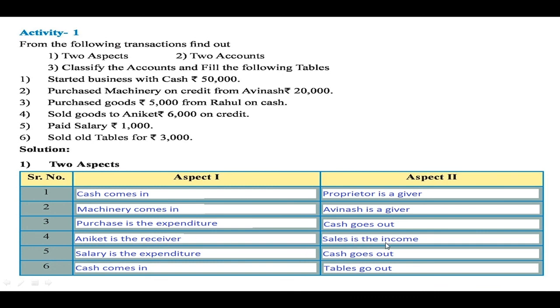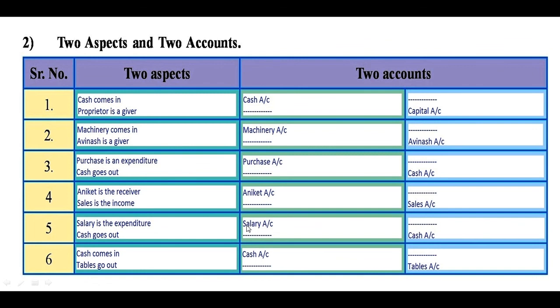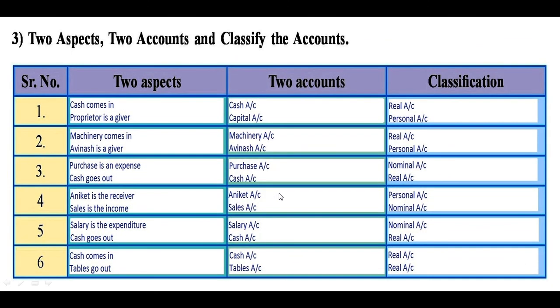So two accounts which are involved here is Aniket and sales. Aniket is a natural person's account. So Aniket account is the personal account while sales is the income. So it is the nominal account.